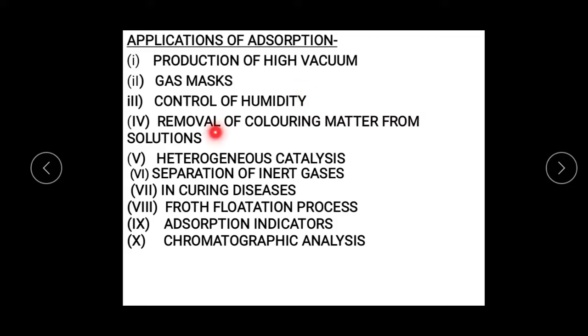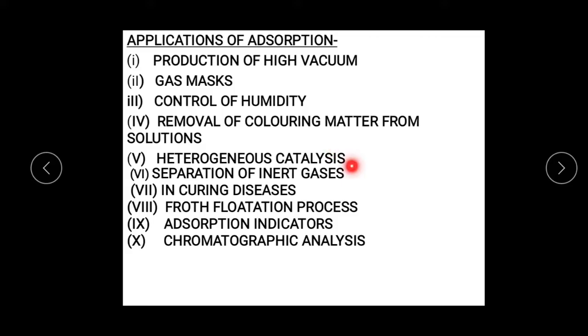Removing of coloring matter from solutions. Animal charcoal removes colors of solutions by adsorbing the colored impurities. This we have already seen. Then heterogeneous catalysis. This is a type of catalysis in which reactants and catalysts are in different states. Now in heterogeneous catalysis, adsorption of reactants on the solid surface of the catalyst increases the rate of reaction.